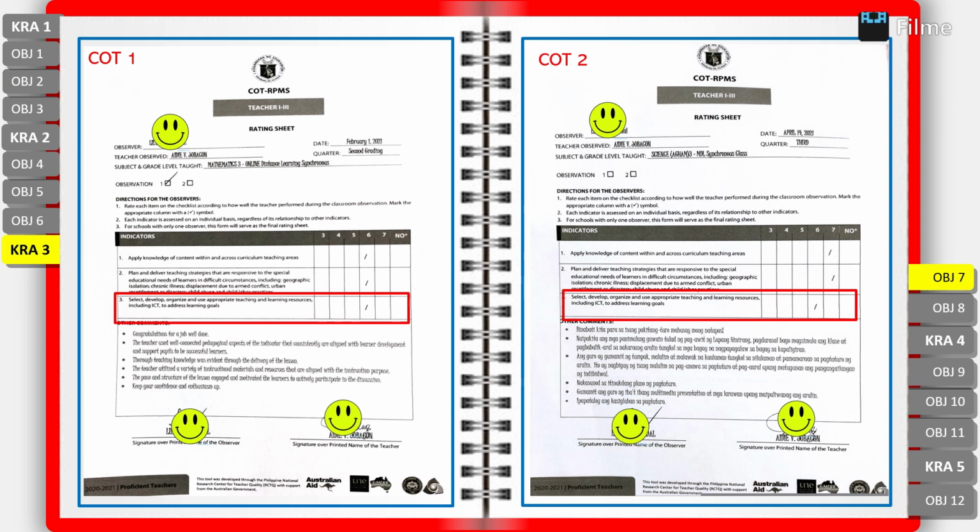Maaari nyo pong i-highlight ang indicator 3 sa inyong COT 1 and 2. Same procedure pa rin po sa pagkuha ng rating for quality.